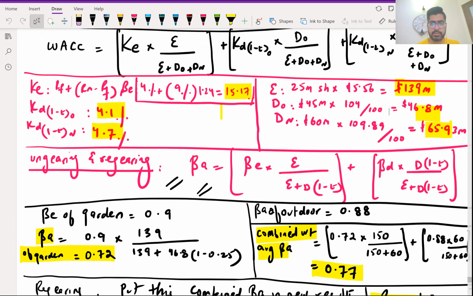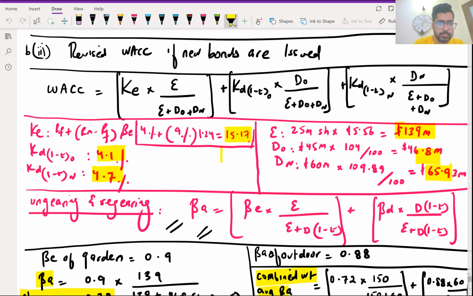Okay, now since these 6 things are done, you just have to put it in the equation of WACC, KE, KD, everything. When we put it in the equation of WACC, you can check that our WACC comes to 10.4%. So you can calculate it by putting in the equation. I have calculated all 6 values. Just put it in the equation. You get WACC as 10.4%.